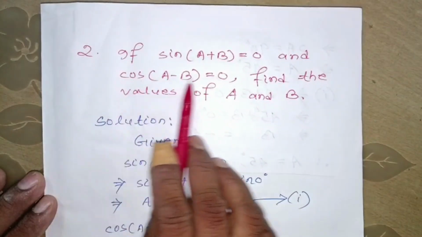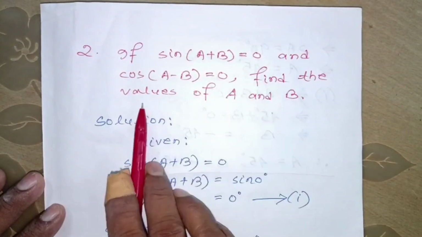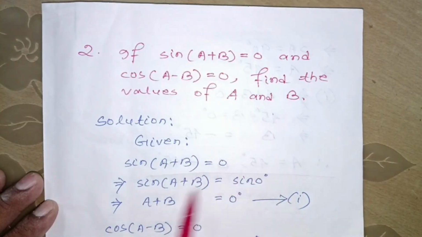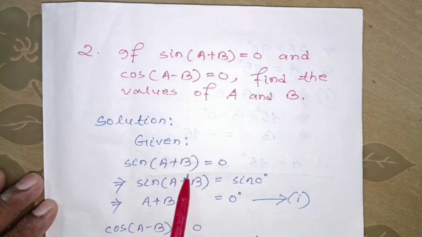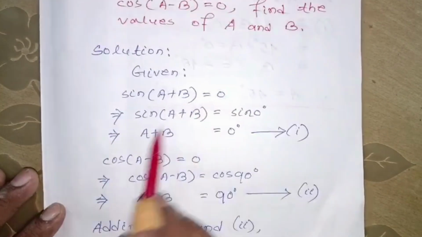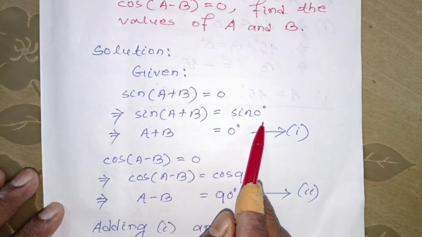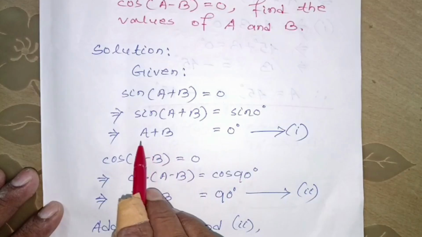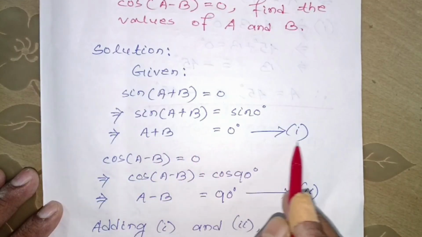Question number 2. If sin(a + b) = 0 degree and cos(a - b) = 0 degree, find the values of a and b. So the solution is: given sin(a + b) = 0 degree, it implies sin(a + b) = sin 0 degree. Since the value of sin 0 degree equals 0, that is a + b = 0 degree. This is equation number 1.